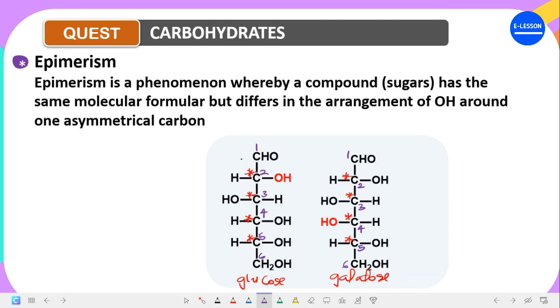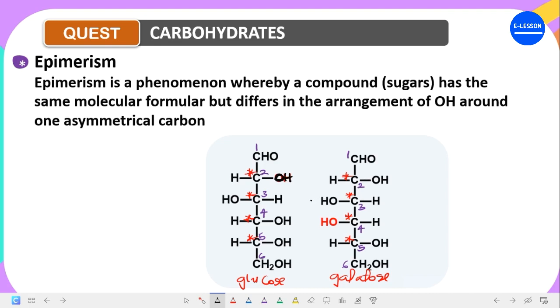Now, if you look at these two structures very well, these two things are the same, right? Now, this OH here is also the same as what we have here. So let's not try to differentiate them with red. This is OH here, OH here, they are the same. The position is the same. How about here? OH here, OH here, they are the same.